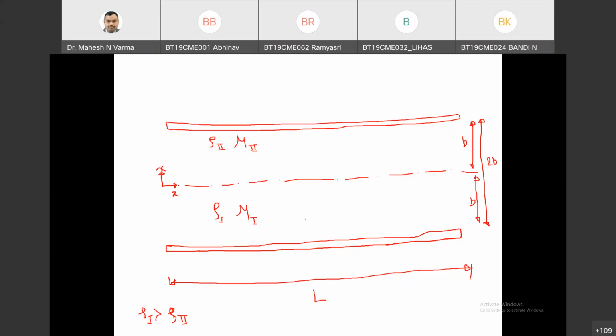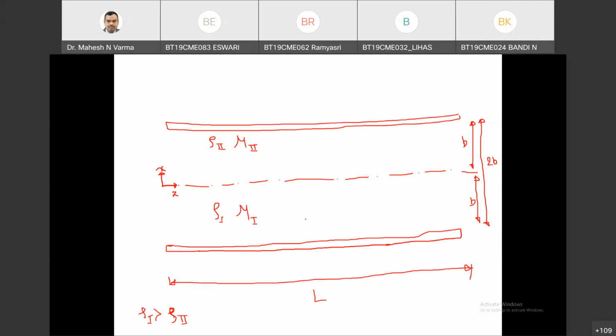Roll number 67, Mayank. Roll number 67, Mayank. Roll number 83, Ishwari. Yes, sir.